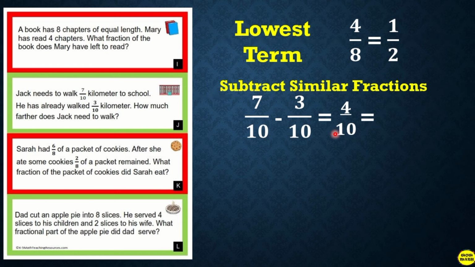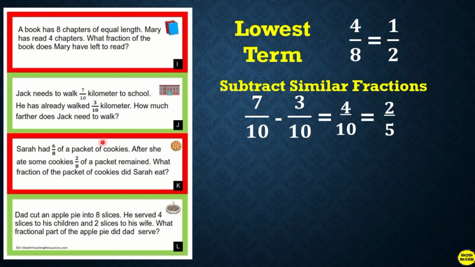And then, copy your denominator. So, we have 4/10. Now, we can still simplify. So, get the lowest term of 4/10. What is the GCF or the greatest common factor? Para doon natin siya i-divide. So, that is 2. So, 4 divide 2, that is 2. And then, 10 divide 2, that is 5. So, 2/5 pa yung kailangang lakarin ni Jack papunta sa school.